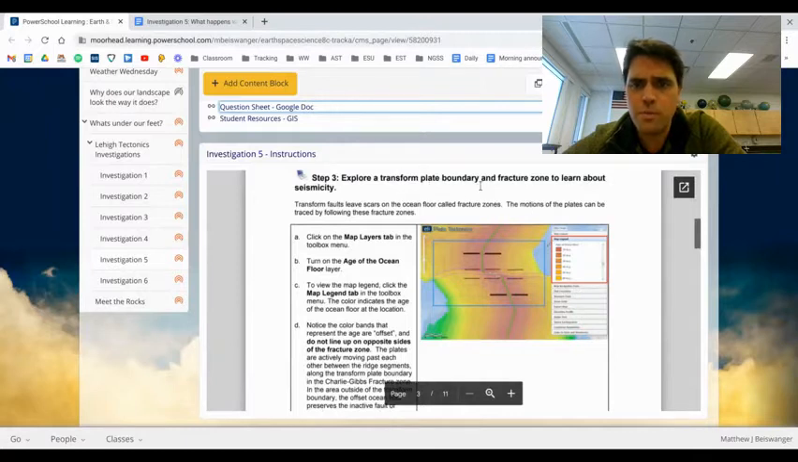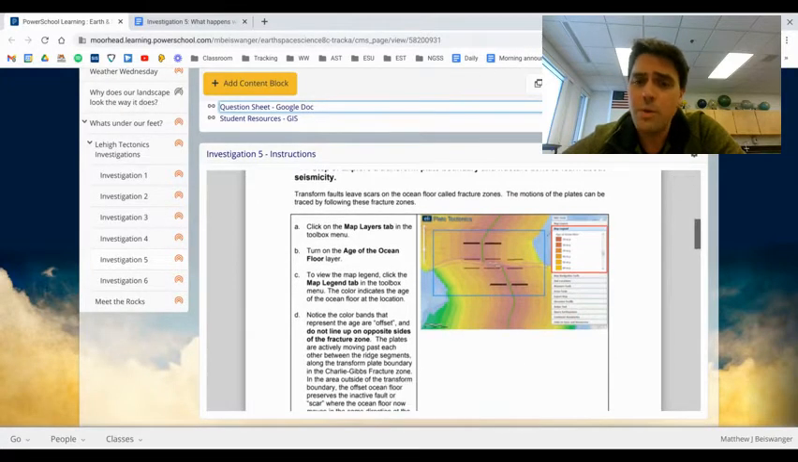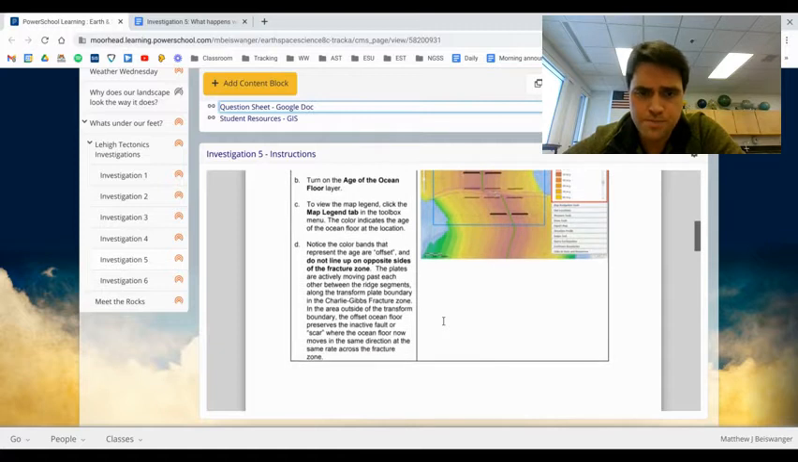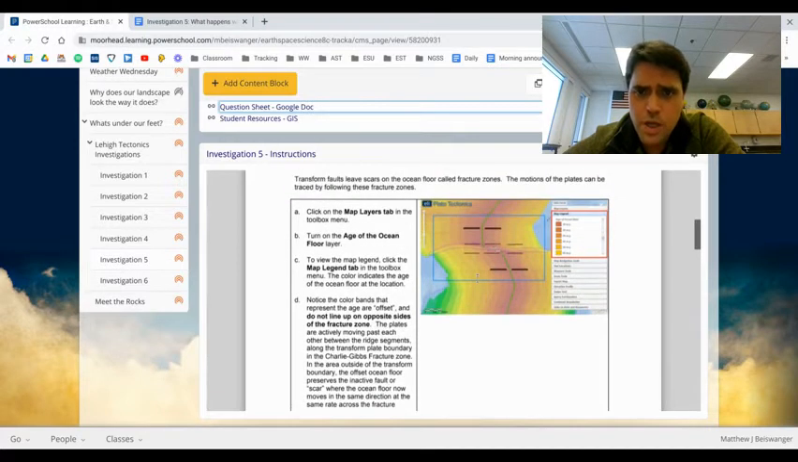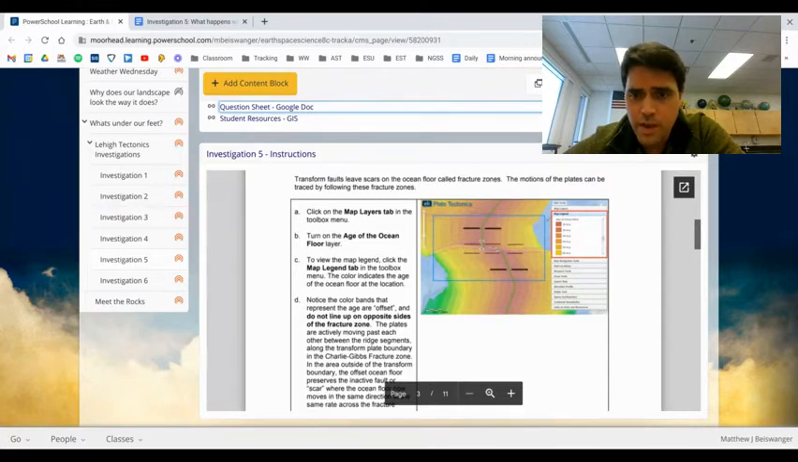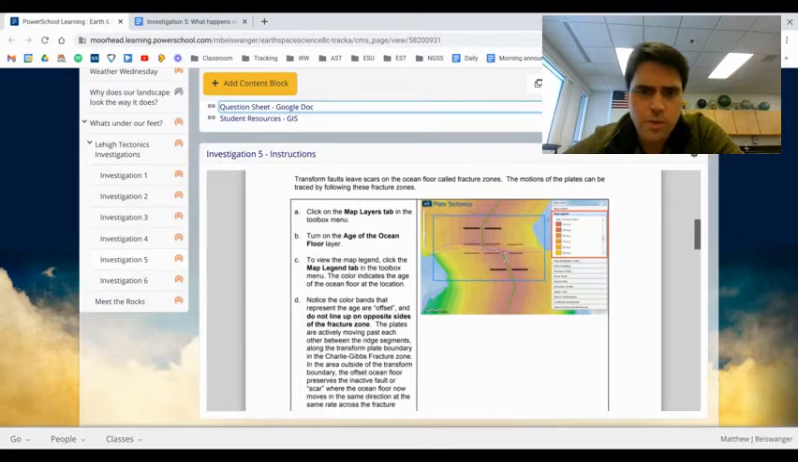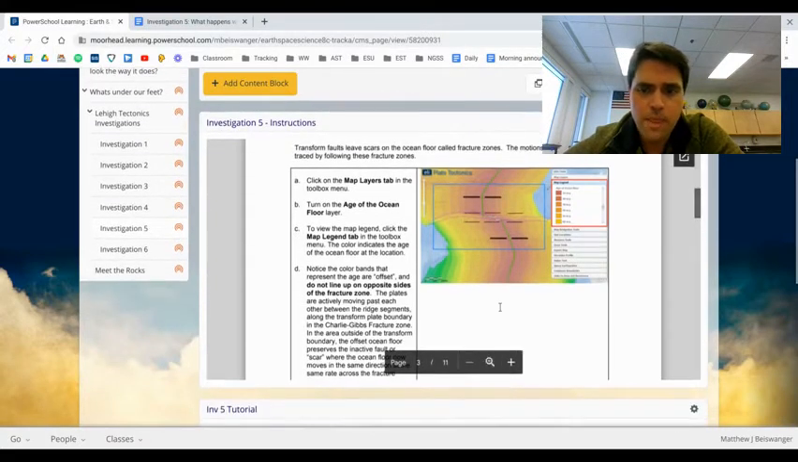Step 3 is we start exploring this transform plate boundary near the fracture zone and learn about seismic activity. What's happening here? How is it moving? We look at the age of the ocean floor, and we'll be drawing some arrows in here. What we're looking for is where these things line up. If we notice the 10 million year old, the youngest crust comes in here, and then all of a sudden there's a big jump and it's over here now. We're trying to understand what's happening and how things are moving as you work through.